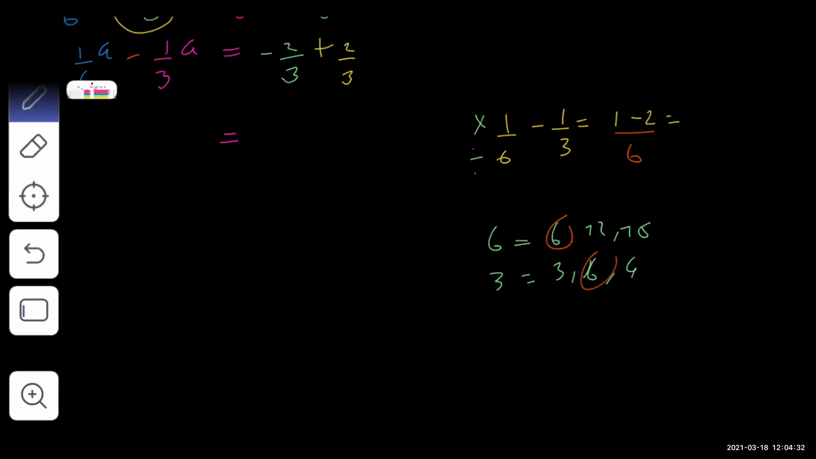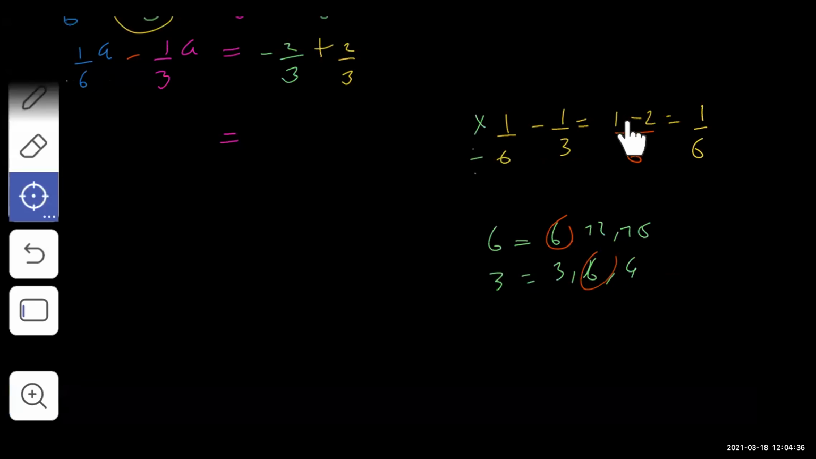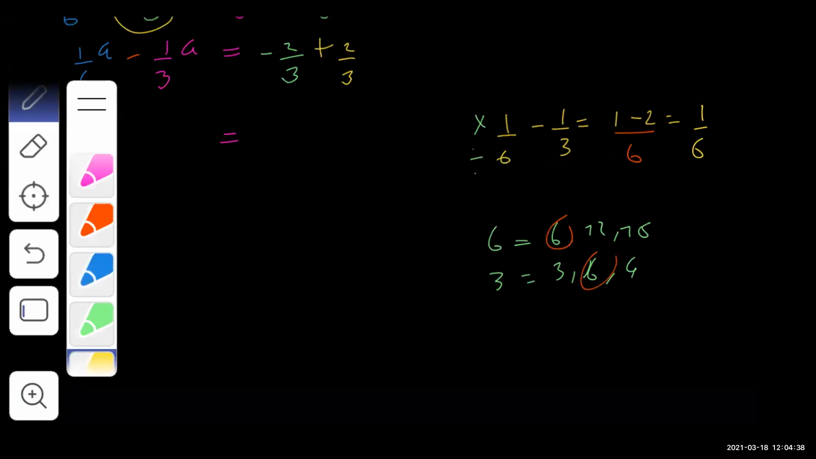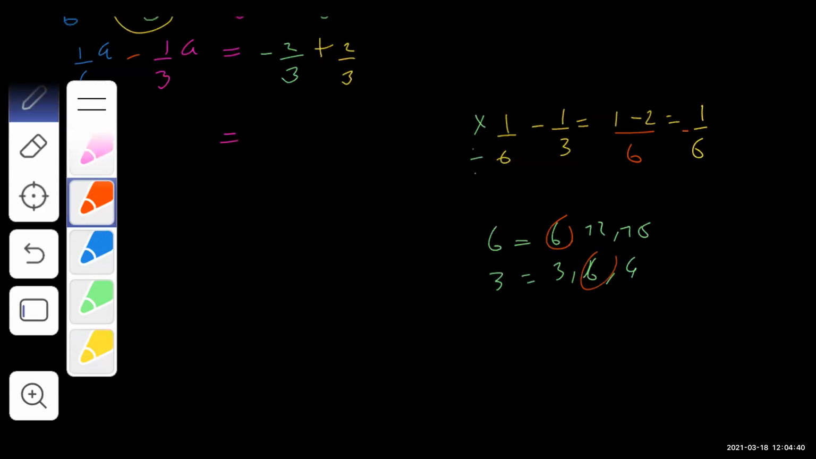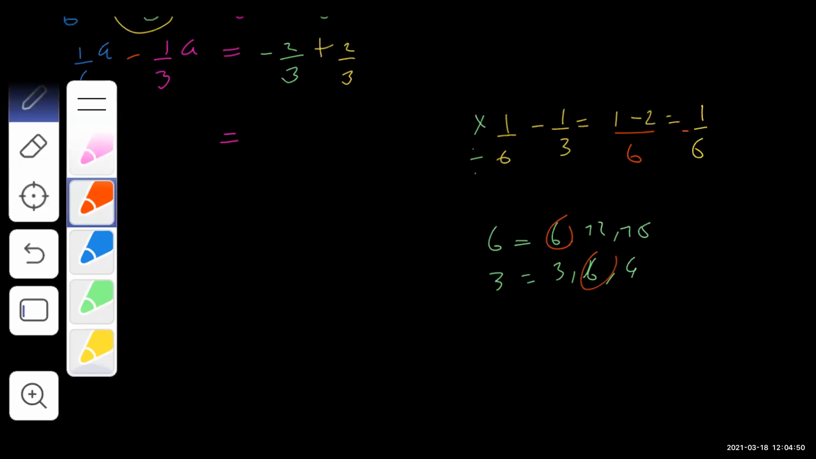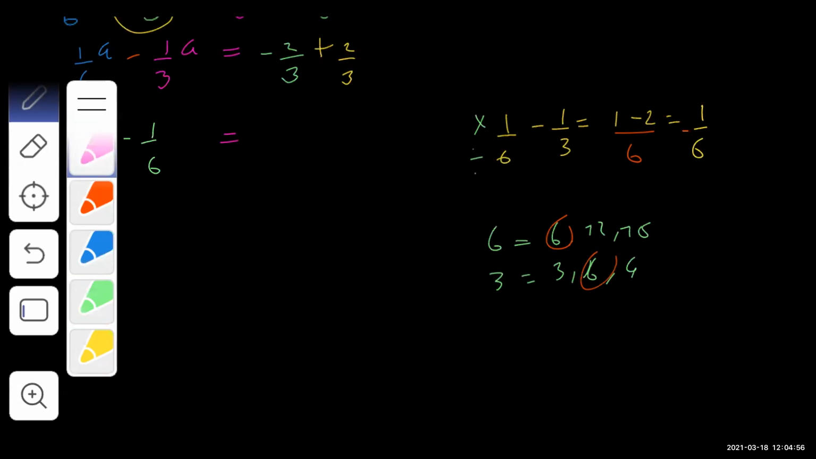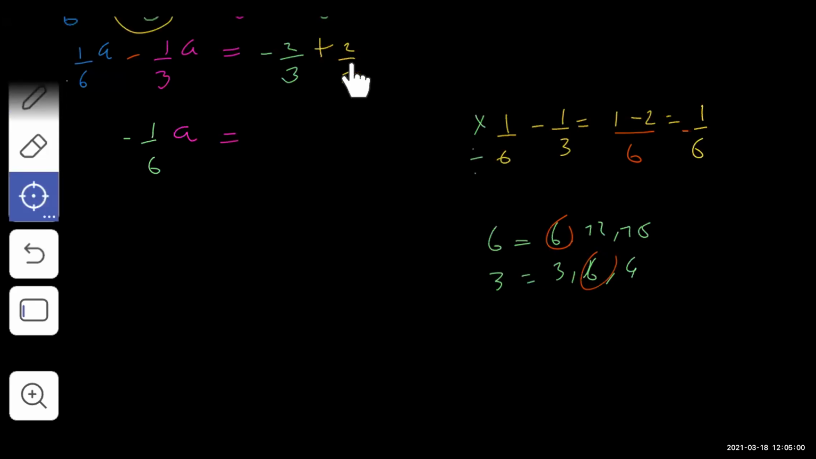1 minus 2. 1 over 6, minus, right? Okay, 1 minus 2 is negative 1, so negative 1 over 6. Okay, these guys: 1 sixth minus 1 third is equal to negative 1 sixth. Negative 1 sixth of what? What are we talking about? Apples, right? A. And then this one, negative 2 thirds plus 3 thirds.